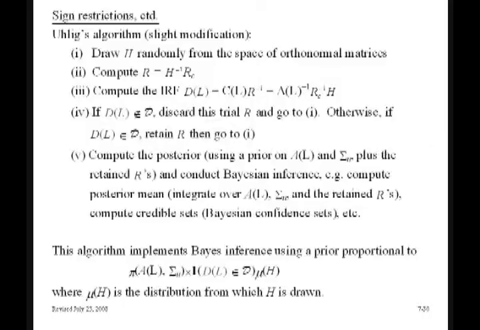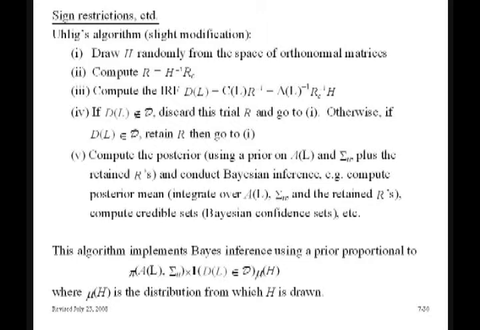So that's the algorithm. Close to his algorithm. It's my interpretation of his algorithm, which is that you draw H from the space of orthonormal matrices, you compute R from this Cholesky factorization times the H inverse, you compute the impulse responses. You check to see whether the impulse responses satisfy the condition.